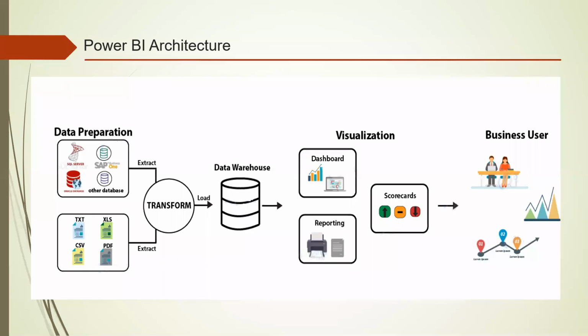So this is the Power BI architecture, and it's very important for us to know how the Power BI architecture is designed. The whole process is designed in such a way that there is data preparation, visualization, and the business user. In the data preparation stage, we use the ETL process where we extract the data from different data sources. As per this diagram, we can extract the data from different sources like SQL Server, or flat files like text, CSV, or PDF. We transform the data and we load the data into the data warehouse.